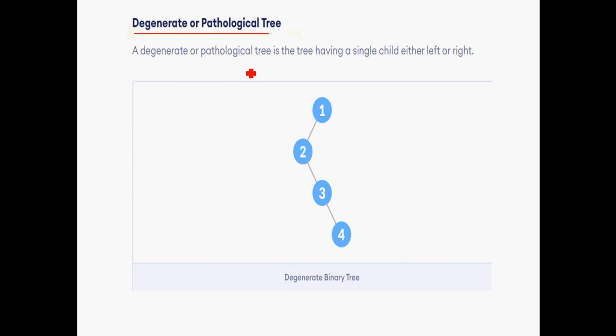Degenerate or pathological tree. A tree having a single child either on the left side or the right side. Each node will have a single child, either on the left side or on the right side. This node has a left child, this node has only one right child, and this node has only one right child. So a node will have either a left child or a right child, and such a combination of left or right directions will create a tree like this, and this is nothing but the pathological tree.